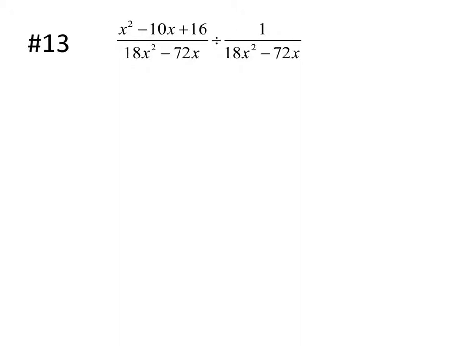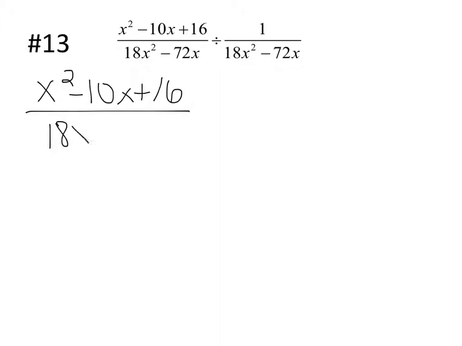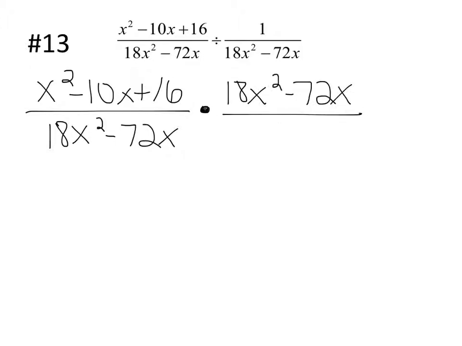Alright, because it is a division problem, you're going to have to keep it, switch it, flip it. So you've got x squared minus 10x plus 16 over 18x squared minus 72x. Switch it to multiplication and flip it over. Now, when you flip it over, you notice this and this are the same, so you can just go ahead and cancel those. You don't even have to factor them. You're only going to have to factor your numerator here.